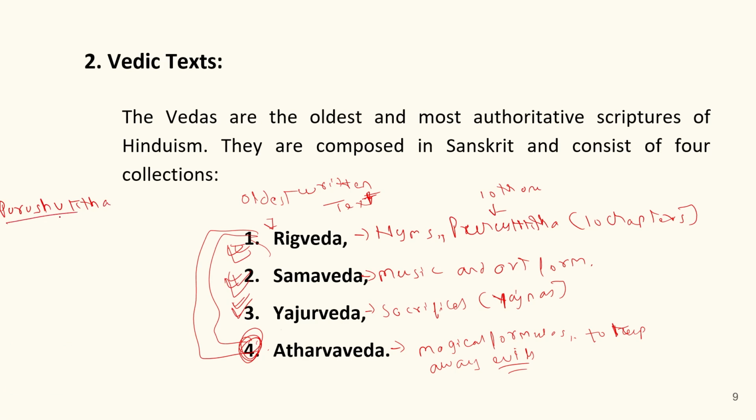Purushokta. If you have any confusion about the spelling, you can match it from here. P-U-R-U-S-H-U-K-T-H-A. Purushokta. It comprises Varna.